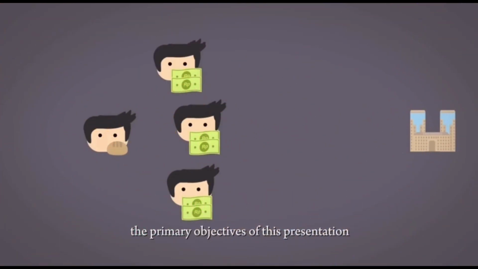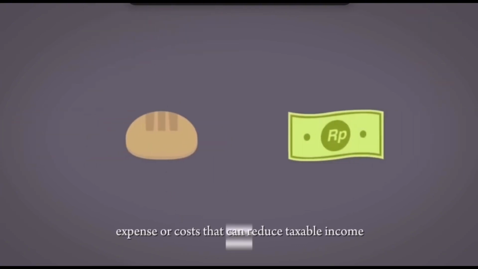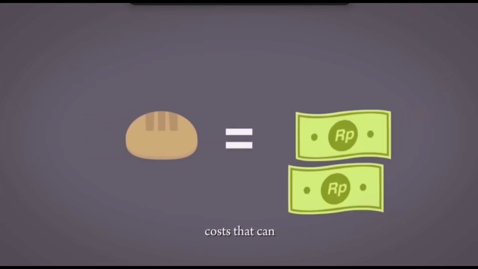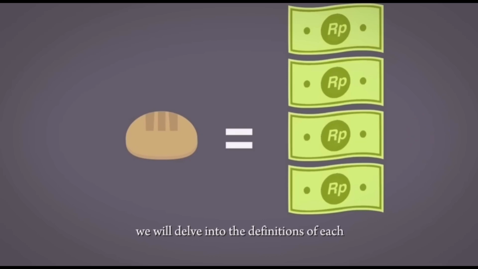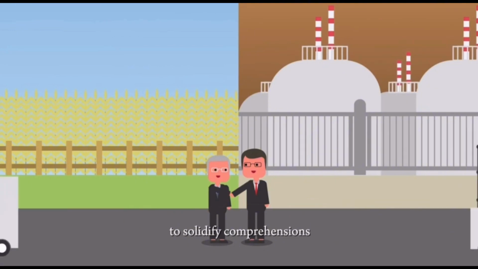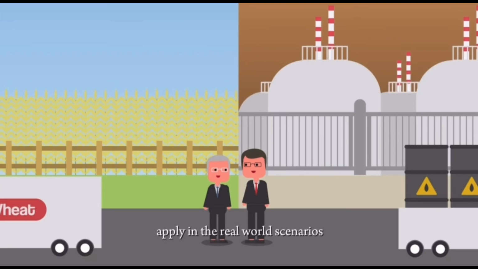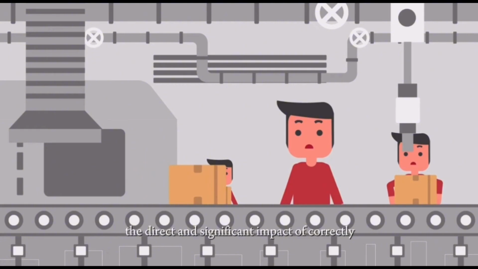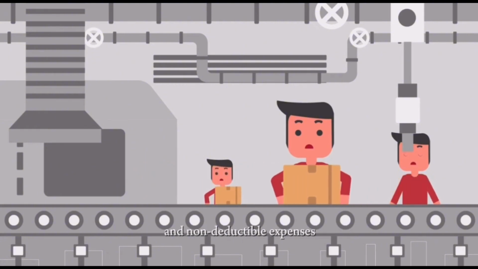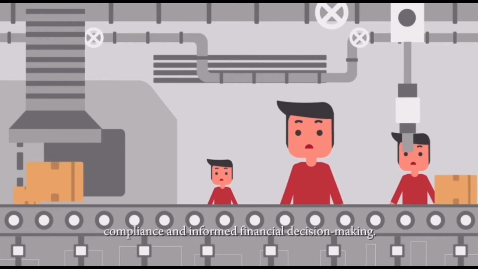The primary objectives of this presentation are to provide a clear and comprehensive understanding of deductible expenses, or costs that can reduce taxable income, and non-deductible expenses, costs that cannot. We will delve into the definitions of each, referencing the foundational Income Tax Law number 36 of 2008 and relevant implementing regulations. To solidify comprehension, we will present practical examples and illustrations showing how these classifications apply in real-world scenarios. Ultimately, this section will demonstrate the direct and significant impact of correctly identifying deductible and non-deductible expenses on the final income tax liability, underscoring its importance for accurate tax compliance and informed financial decision making.